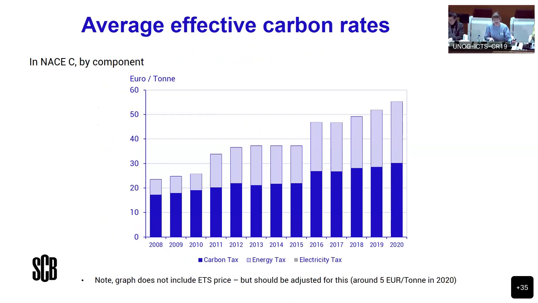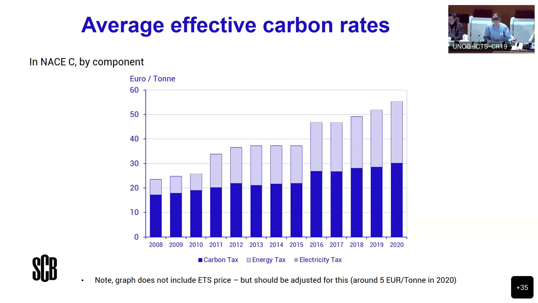This is another way of illustrating the average ECR. This is a time series for the manufacturing industry. So we see here how the carbon tax and the energy tax contribute to the total ECR. Electricity tax is also included, but it's, again, very small, so you can't really see it in the graph. So this can be an interesting way of looking at how different policy shifts in tax abatement or tax levels affect the ECR.